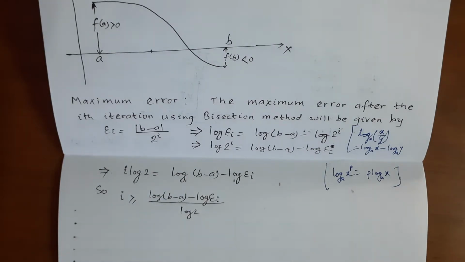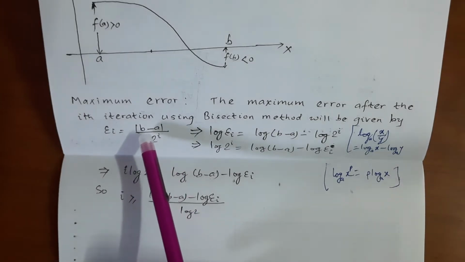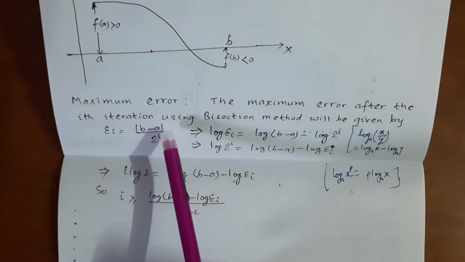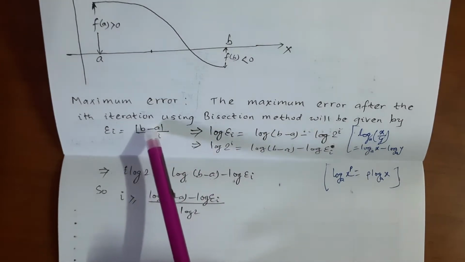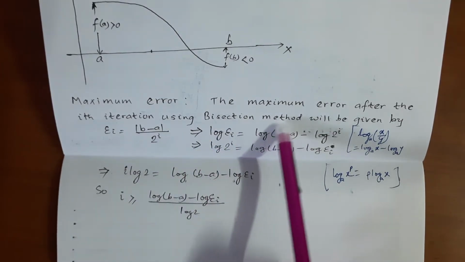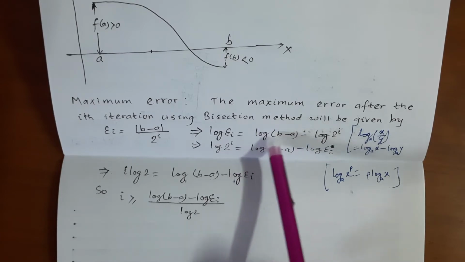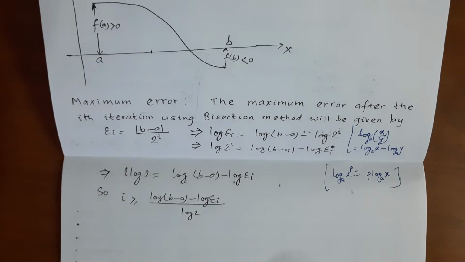An absolute value sign is written here because log is not defined for negative values. For the log to be defined, the argument must always be positive. So this gives you the maximum number of iterations, that is, how many times we have to follow the procedure. This i value will give us that.